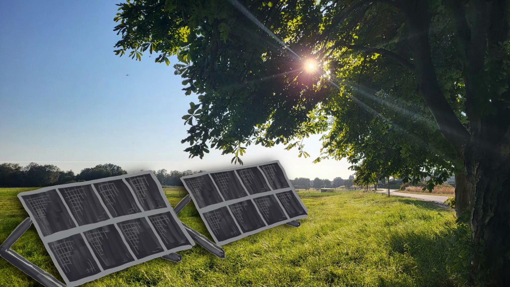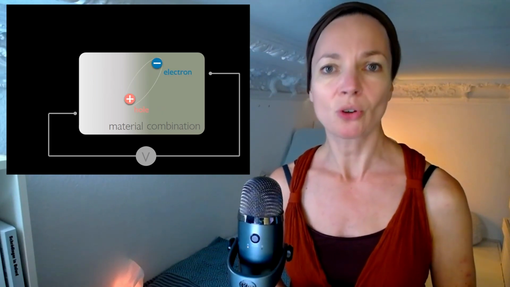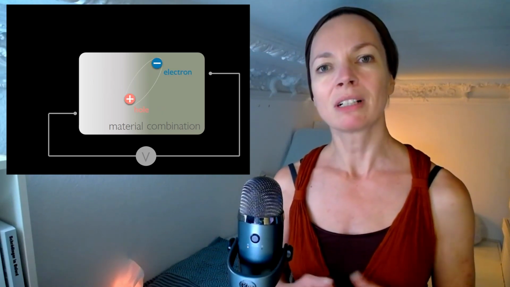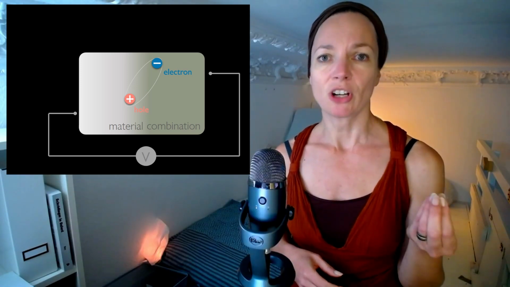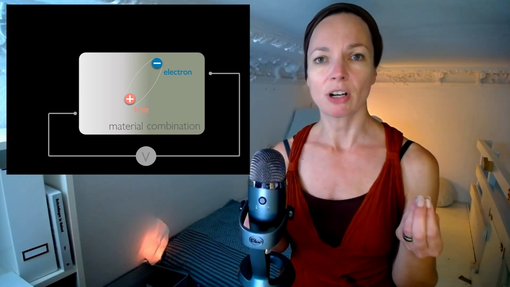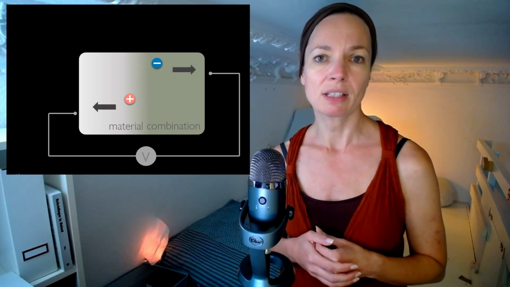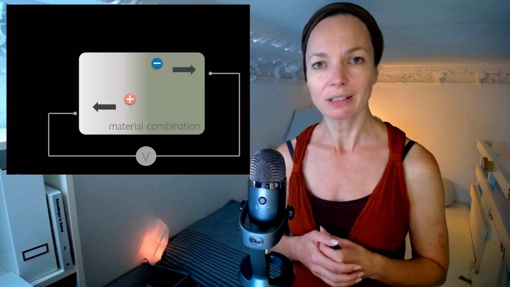Solar cells convert sunlight into electrical energy, and they do this by the absorption of the light particles, the photons, which leads to the formation of excitons, bound electron-hole pairs, in the material combination of the solar cell. And then the negatively charged electron and the positively charged hole need to be separated in order for us to be able to harvest electrical energy. But of course, many things can go wrong.